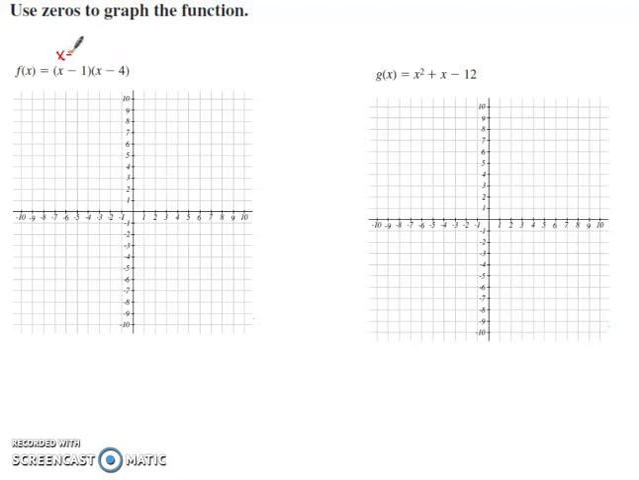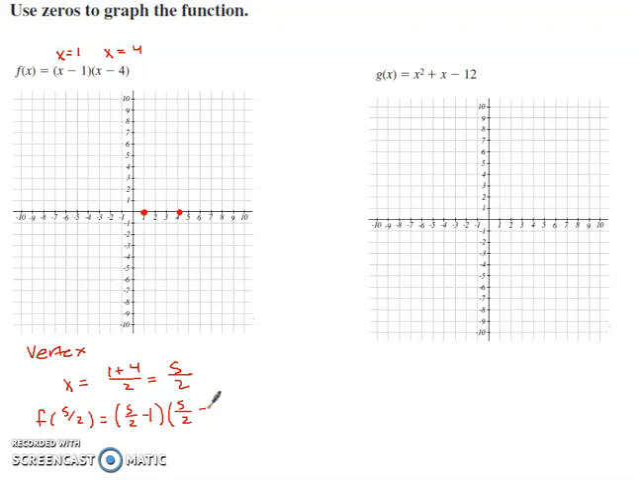In f of x, I'm going to have two zeros, one at 1 and one at positive 4. So I'm going to go ahead and put these on my graph. I've got positive 1 and positive 4. So that tells me that my vertex is somewhere in the middle. So to find that vertex, x is going to be equal to, I add those two values and divide by 2, and I get 5 halves. So plugging that value in, f of 5 over 2 is 5 over 2 minus 1 times 5 over 2 minus 4.